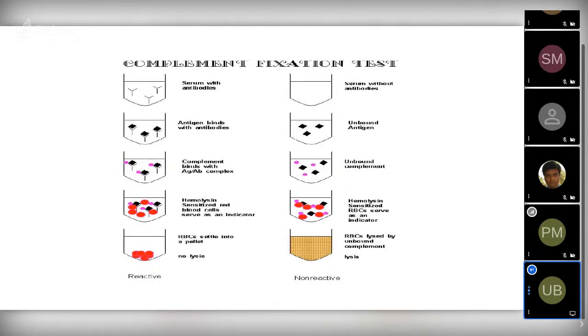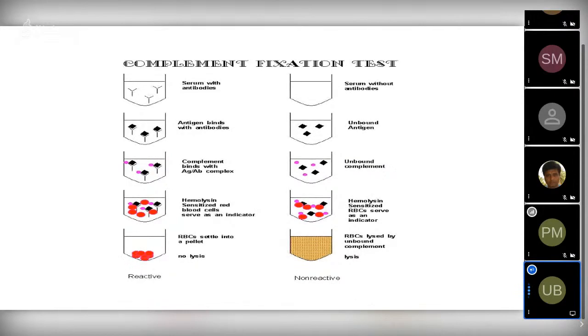So this indicates that the reaction is reactive and the patient sample contains specific antibodies. Say the patient sample does not contain antibodies and the antigen which you added, so the antigen is free, so the complement which is added will not be activated.